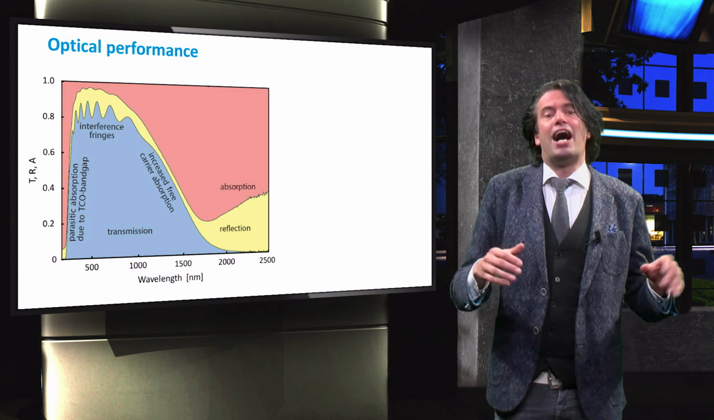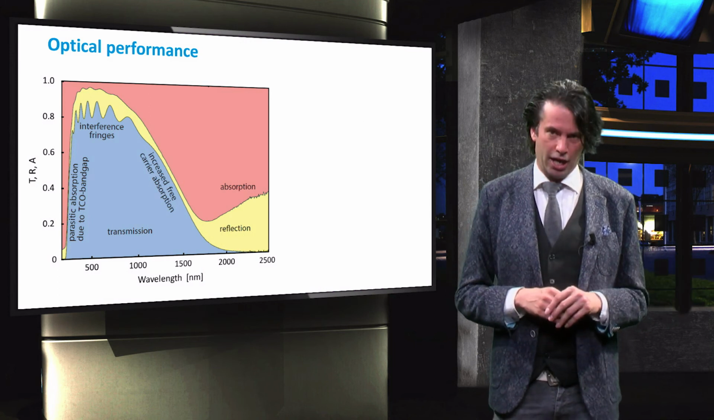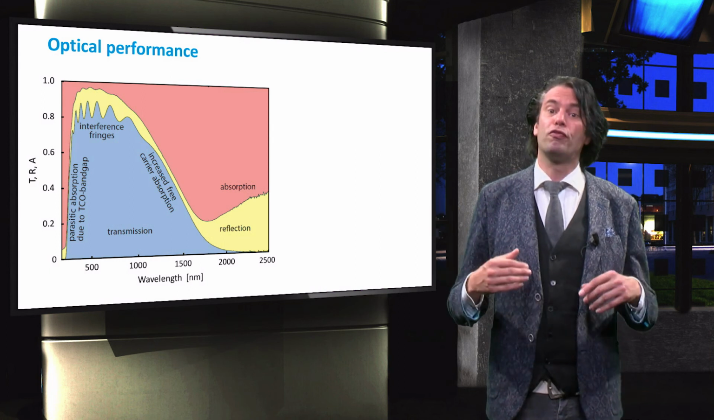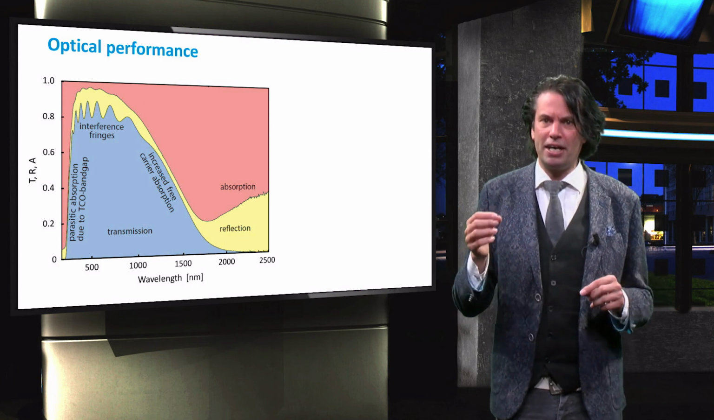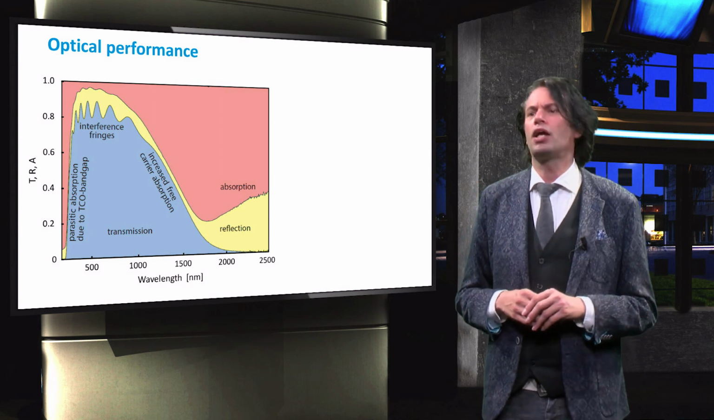After a broad, highly transmissive wavelength band, the absorption increases again. This absorption is called free carrier absorption and can be explained with the Drude model of metals. The Drude model of metals will be discussed in the next video, where we continue our discussion of transparent conductive oxide layers.